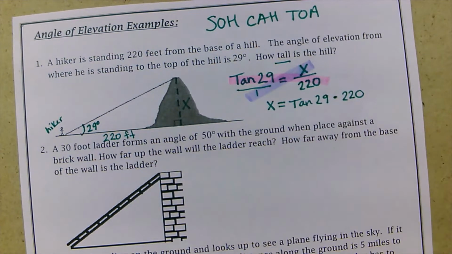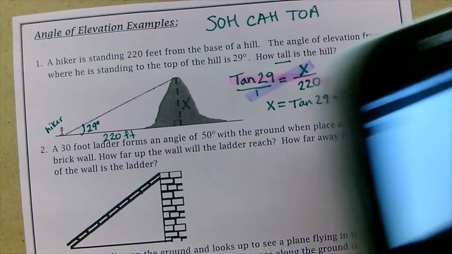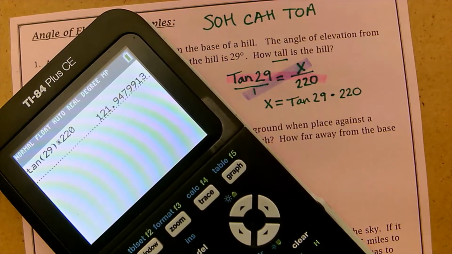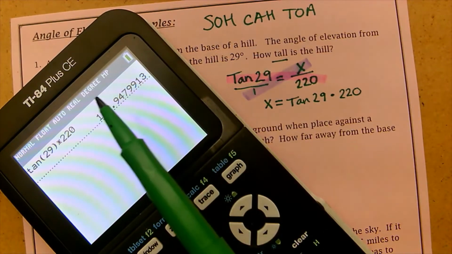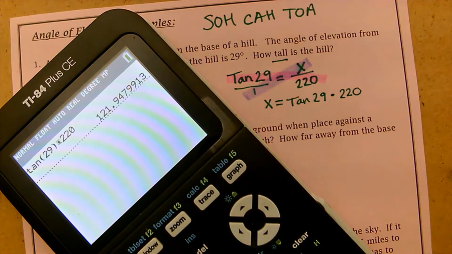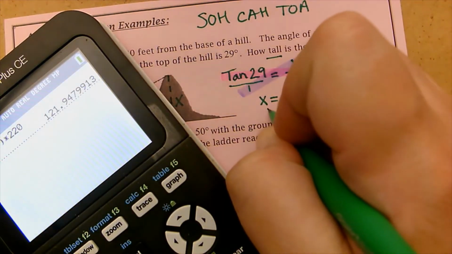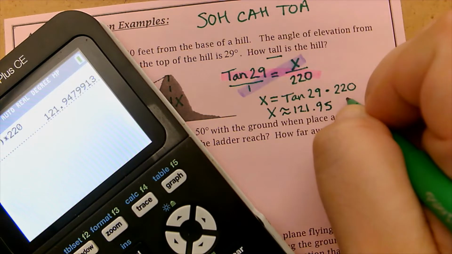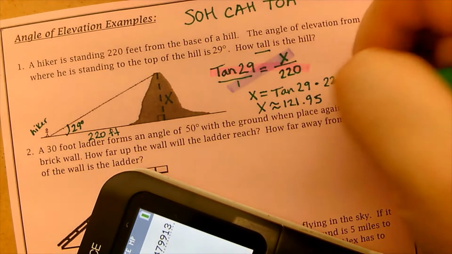We know how to do this in the calculator. So I'm going to grab my calculator. Tangent 29, close my parentheses, times 220. So 121.94799. It doesn't give us a direction on how many decimal places to use, so we'll use 2 because that's our default rule. So 121.95, the 7 will make the 4 round up. So x is approximately 121.95 feet. Feet? Yes, feet.